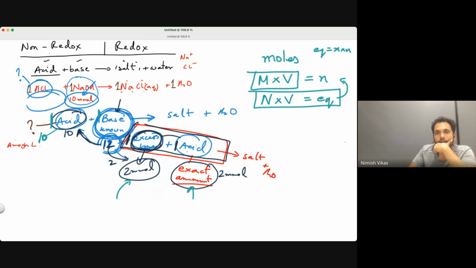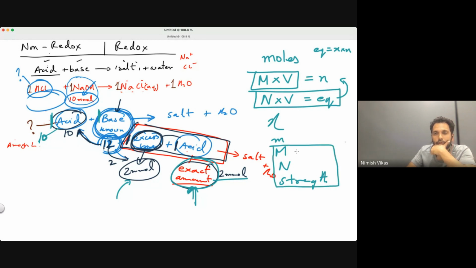Like this exact amount when I'm saying, they will not tell you the number of moles. They will tell you something in terms of mole fraction or molality or molarity or normality or strength. Is that clear? Among which the most common are these three. Molarity and strength are almost the same thing, except one is in grams per liter, the other is in moles per liter. Is that clear?